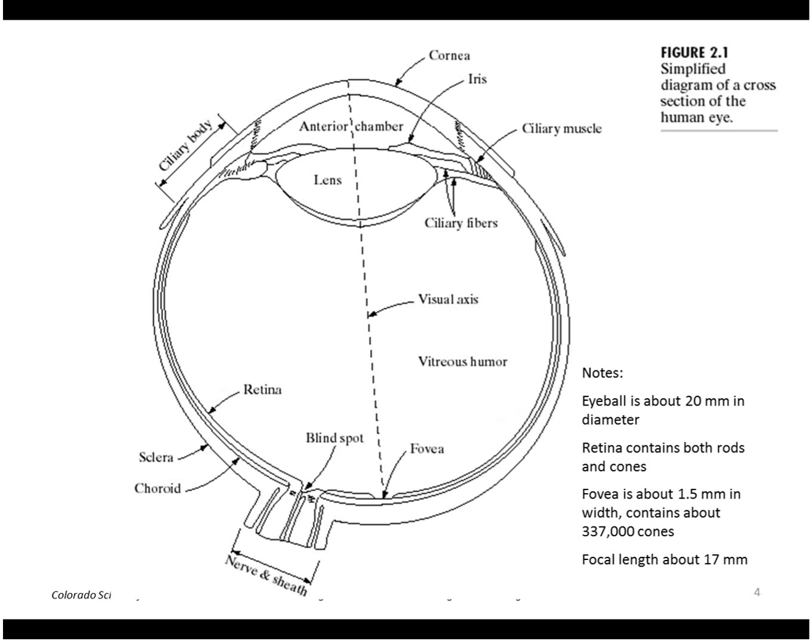So the retina is covered with rods and cones, which are light-sensitive cells. The fovea is the densest portion of the retina in terms of cones. It's about 1.5 millimeters in width and contains about 337,000 cones. The distance from the lens to the retina is about 17 millimeters, so that we take as the focal length of the eye.